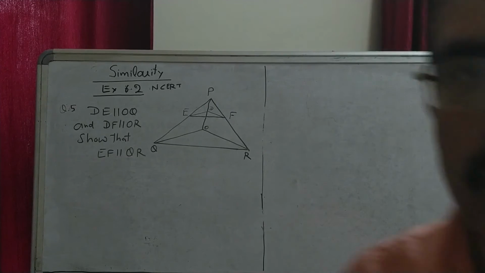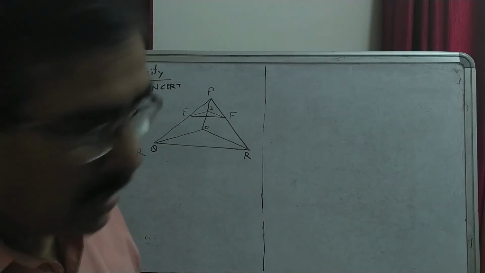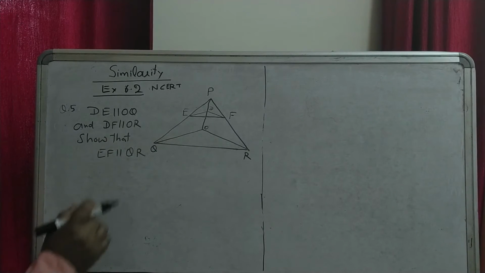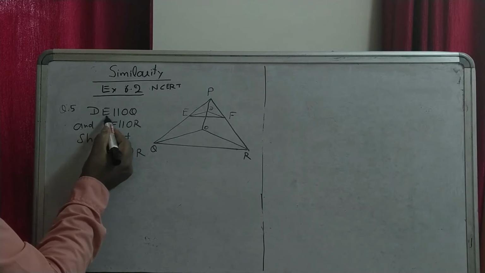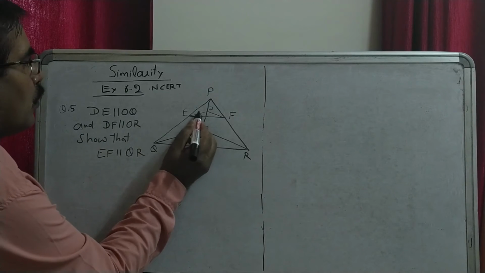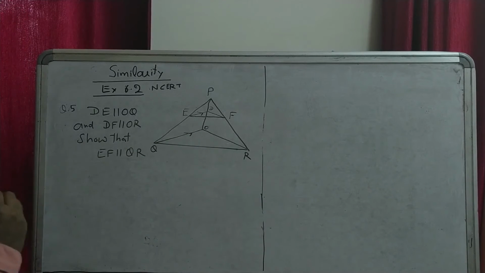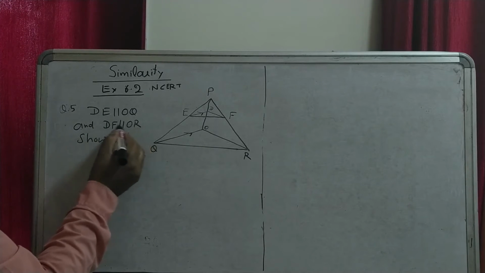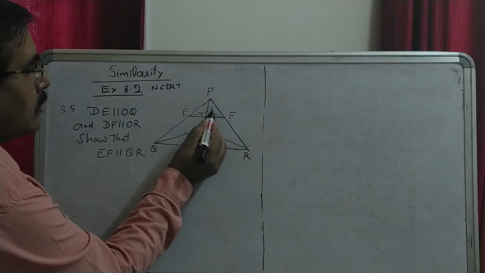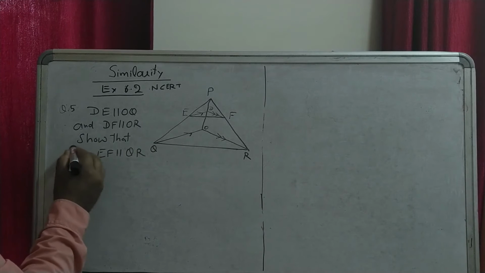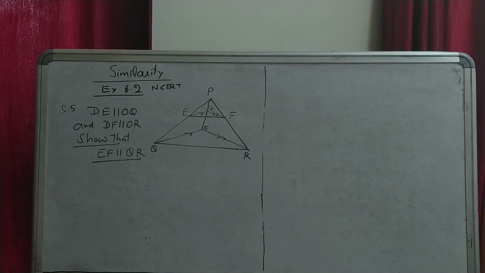Okay. So children, let us start with our next question, question number 5, right? Here in this question, you have a figure given. In this figure, he is telling that DE is parallel to OQ. Just clearly watch children, DE is parallel to OQ. This is given. DF is parallel to OR. The second result, DF is parallel to OR. This part we have to prove. Let us start with this result.